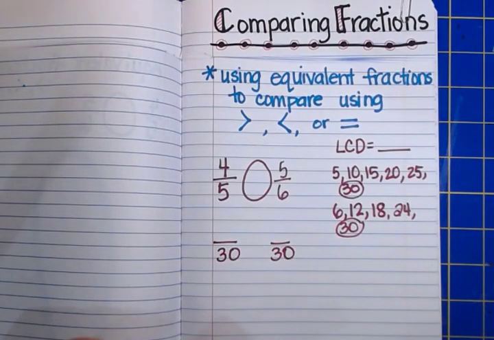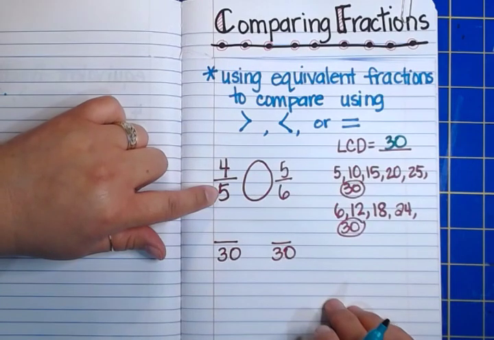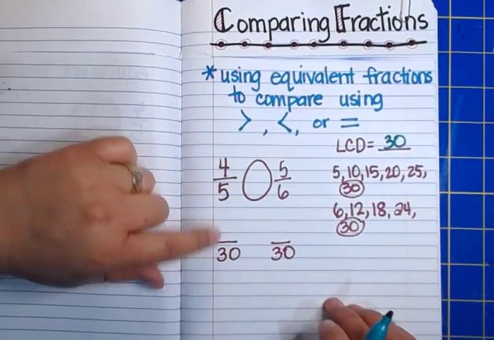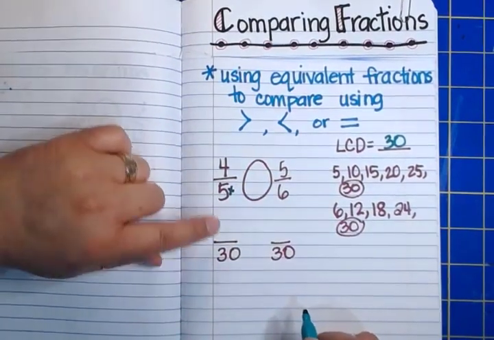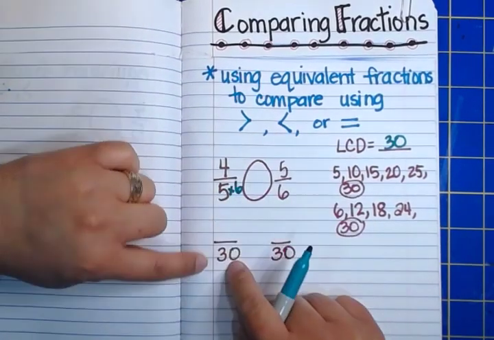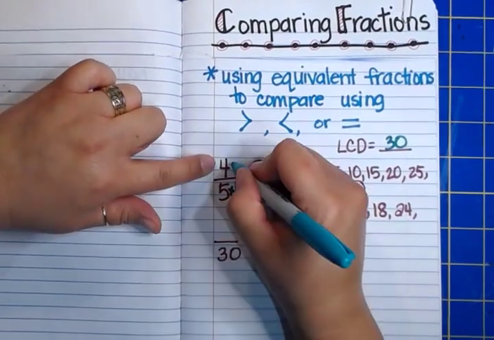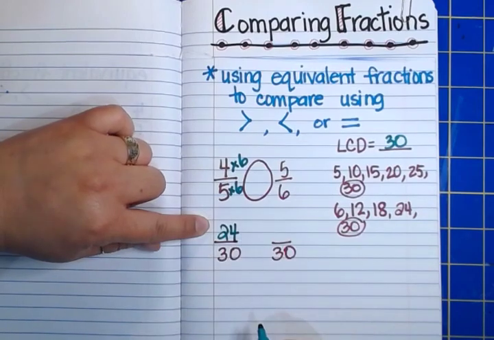Now, that's one part. The next part is, okay, I have to ask myself, this is my lowest common denominator, I have to ask myself, 5 times what will give me 30? If this is going to be my new denominator, I'm going to take this number and multiply it times something to get 30. And the answer to that is 6. 6 times 5 equals 30. And then whatever I do on the bottom, I have to do on the top. 6 times 4 is 24.